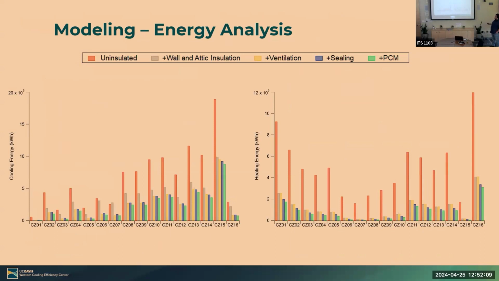Going on to the full year energy analysis. Just to note, this is additive. So the orange bar is uninsulated. Then we go to adding insulation, to adding ventilation, to adding sealing, and PCM. So each of these steps build on the previous.